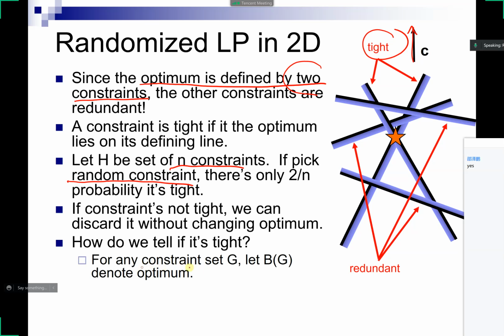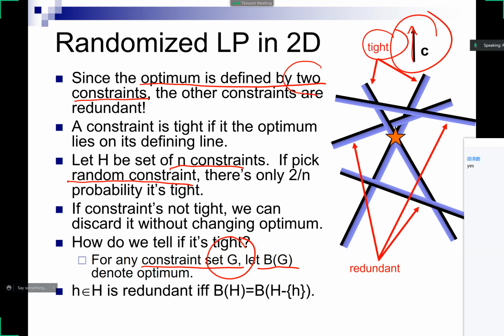So the way that you do this is, let's say that you pick any set of constraints G. In total we have the set H of constraints, but let's say that G is a subset of H. Then we're going to let B of G be the optimum value for the C objective function subject to only these G constraints.